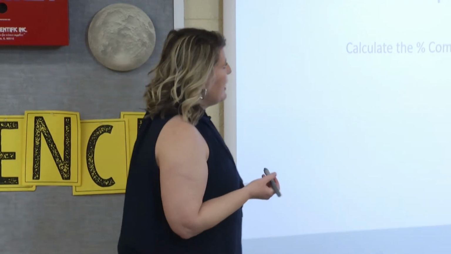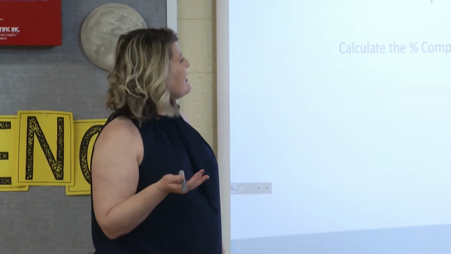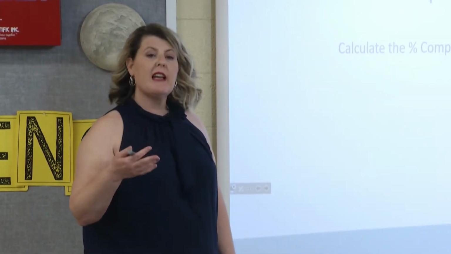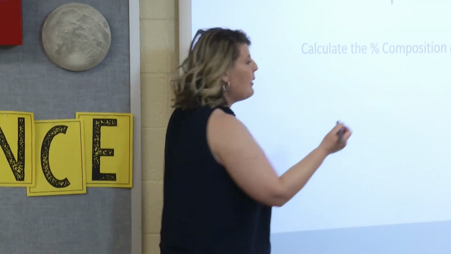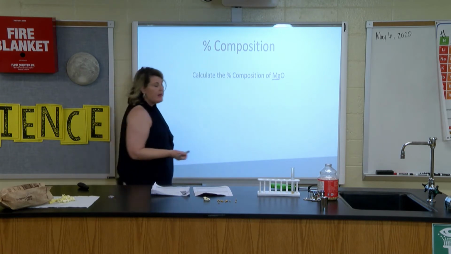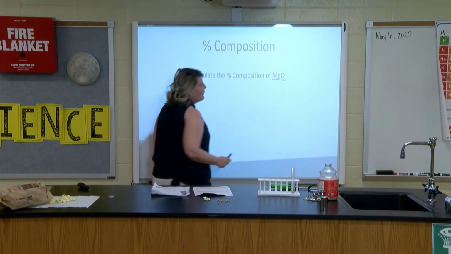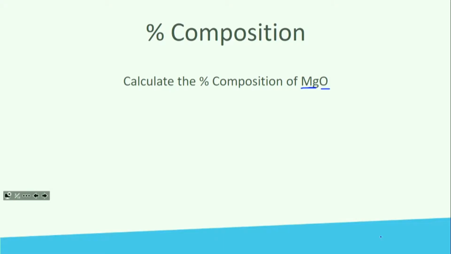Our first question comes up: what is the percent composition of magnesium oxide? When it asks you what the percent composition is, that means what is the percentage of each element? So I want to know what percentage of this compound is Mg and what percentage of this compound is oxygen. We're going to calculate that, and we're always going to be nice and tidy with our work and show our work.